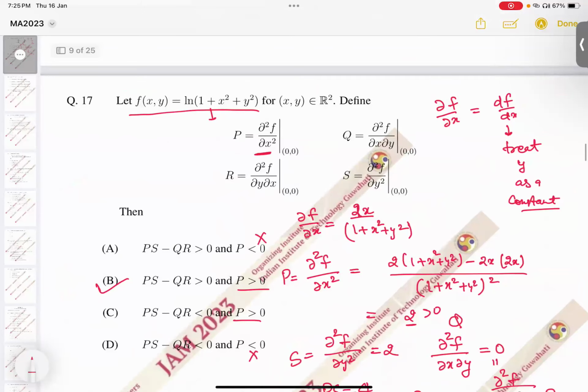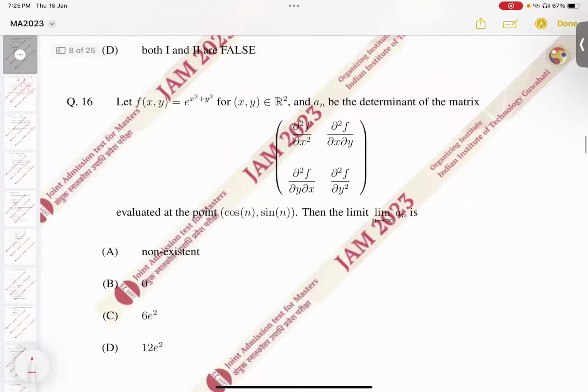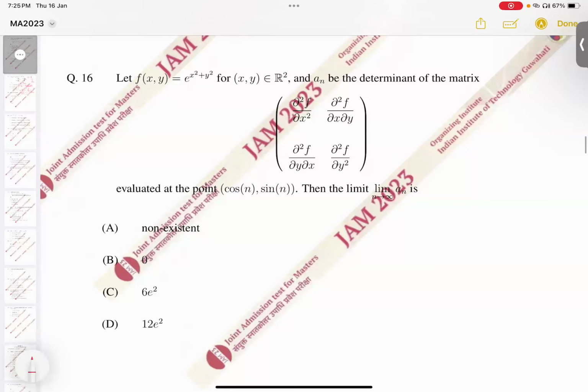Okay, you can try this one also. Suppose you have this function e to the power x square plus y square, and the sequence an is the determinant of this matrix at this point. So what is the limit of this?